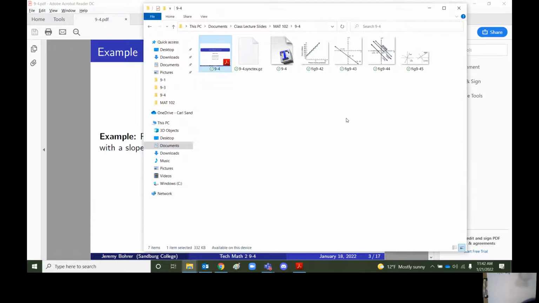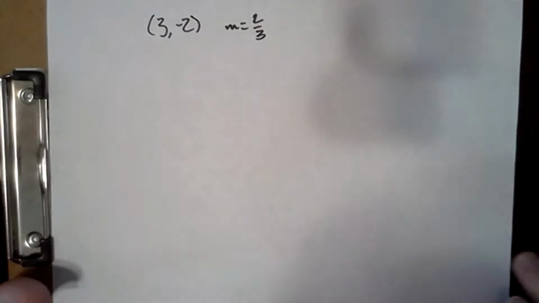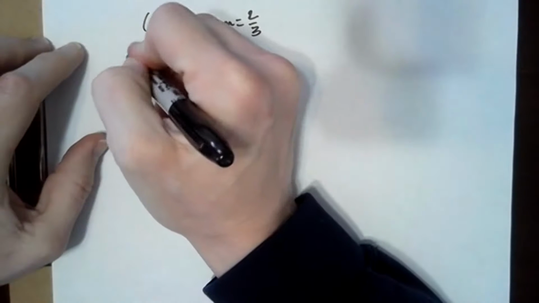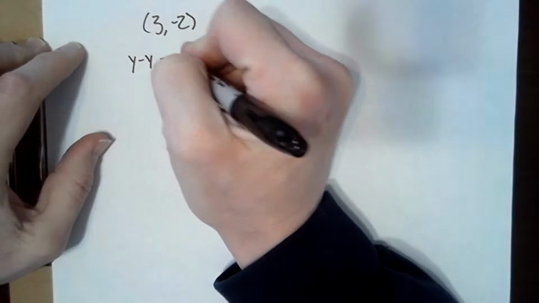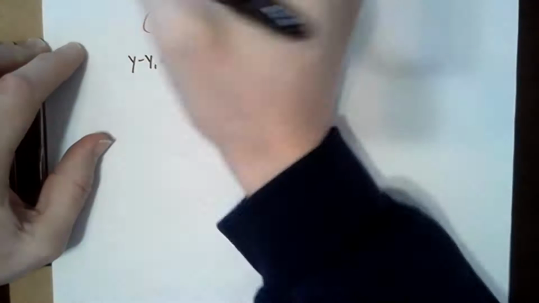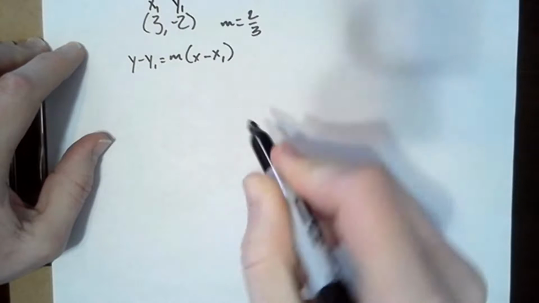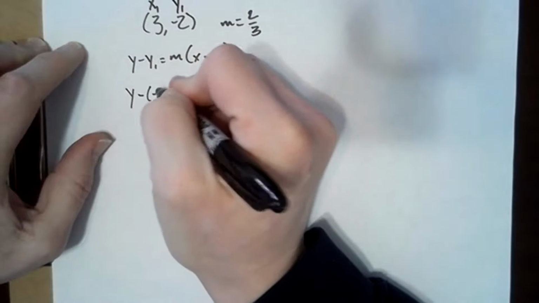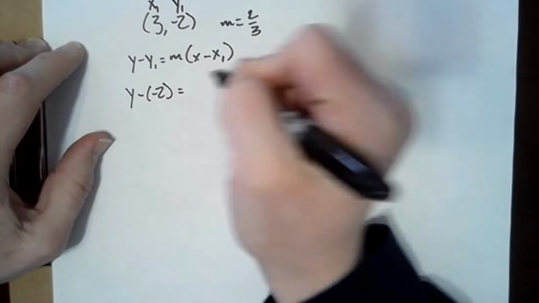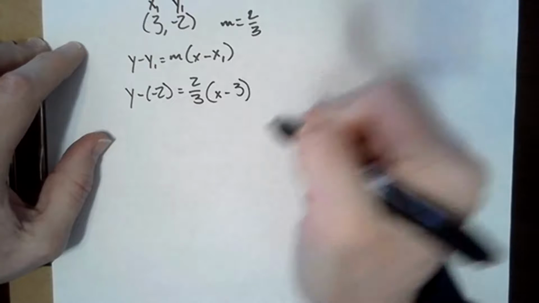So we'll start off by going to the right thing and stopping that. And there we go. Okay, so to do this, we use the formula y minus y1 equals m times x minus x1, and then we solve for y. And here is our m, this is our x1 and our y1. So that's y minus -2 equals 2/3 times x minus 3.